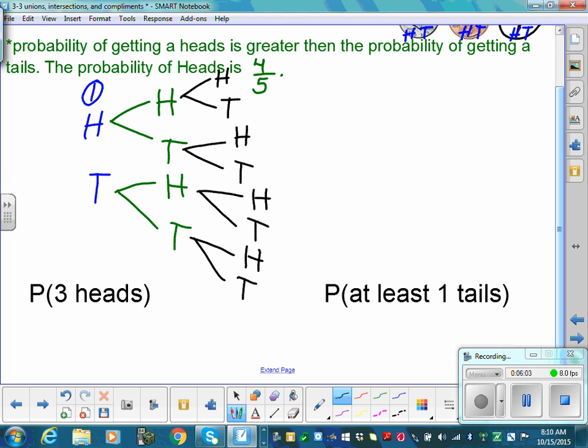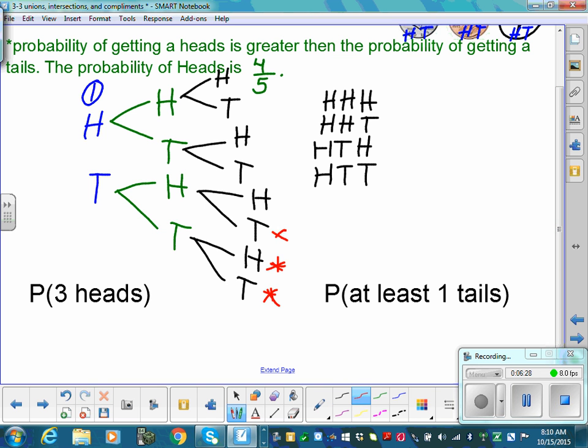Because I don't want to have to list out heads, heads, heads, however I could. Heads, heads, heads. I'm only going to do it for a second. Heads, heads, tails. Heads, tails, heads. Heads, tails, tails. Do you see how this is taking forever? You don't need to do that because you can just use your tree diagram. So the total possible events was 1, 2, 3, 4, 5, 6, 7, 8. There's 8 total possible. Any questions?